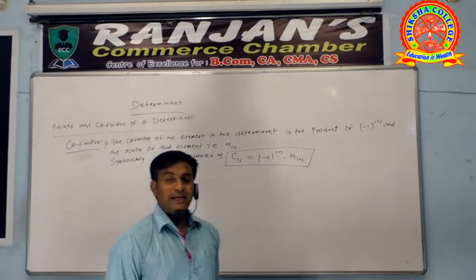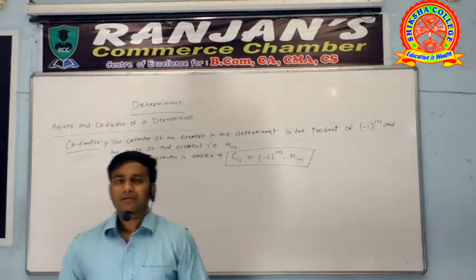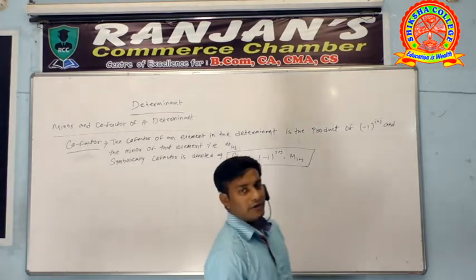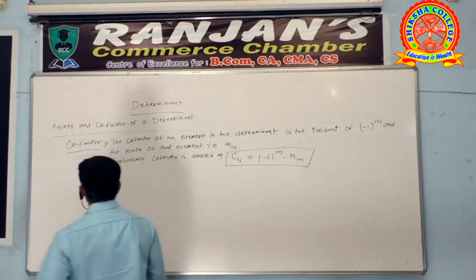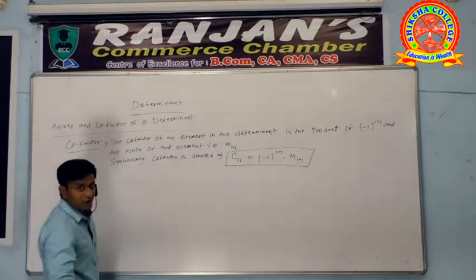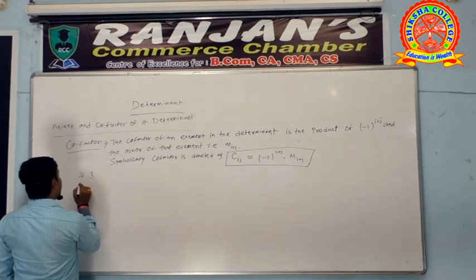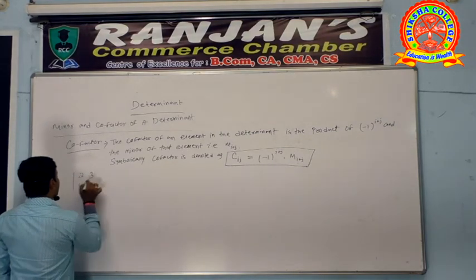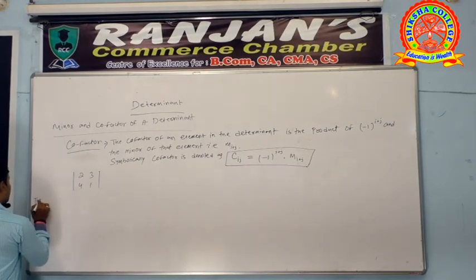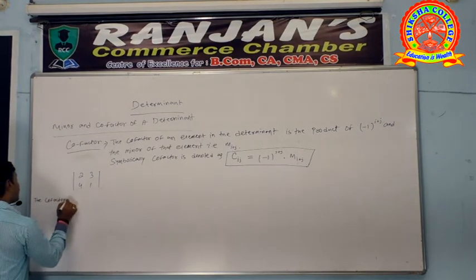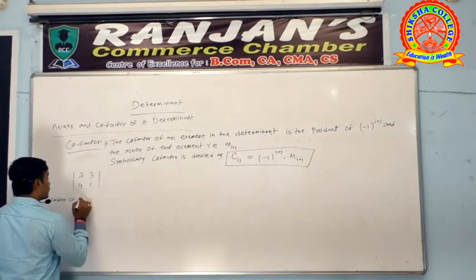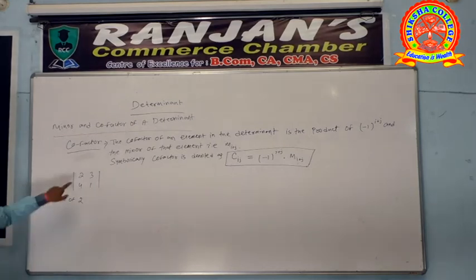Okay students, so see, here again we are considering two examples, of order 2 and order 3. I am directly taking the matrix determinant. If it is a case of order 2, like 2 3 4 1, clear? So here we are asked to find the cofactor of 2. The cofactor of 2.